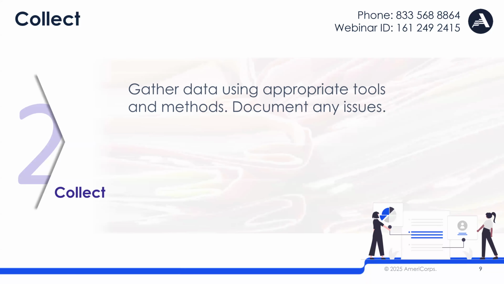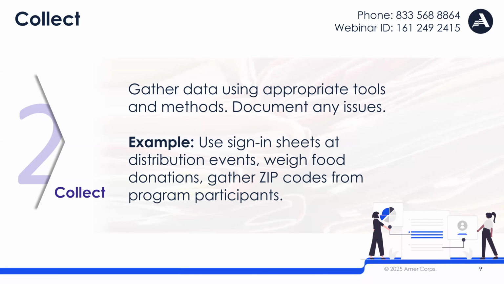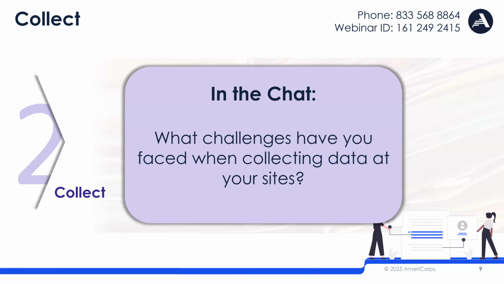In the collect stage, we are gathering the actual data. Picture volunteers with sign-in sheets at food distributions, weighing donations on scales, and noting down zip codes. In the chat, please share what challenges have you faced when collecting data at your sites.